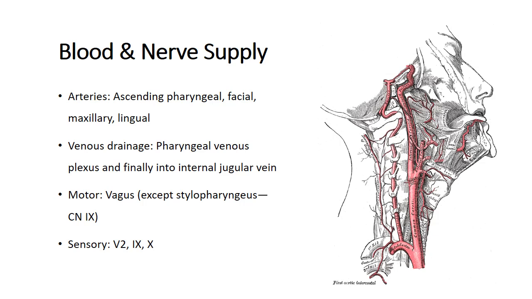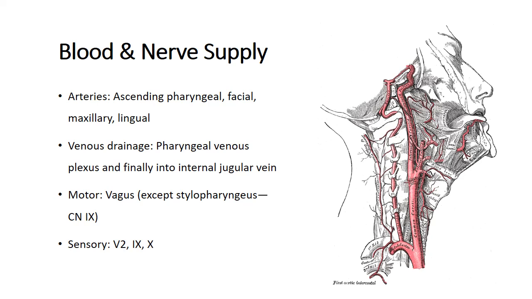The arterial blood supply comes mainly from branches of the external carotid artery. These include the ascending pharyngeal artery, facial artery, lingual artery, and maxillary artery. Venous drainage occurs through the pharyngeal venous plexus into the internal jugular vein. The motor nerve supply is mainly through the pharyngeal plexus, formed predominantly by the vagus nerve. An important exception is the stylopharyngeus muscle, which receives its motor supply from the glossopharyngeal nerve.